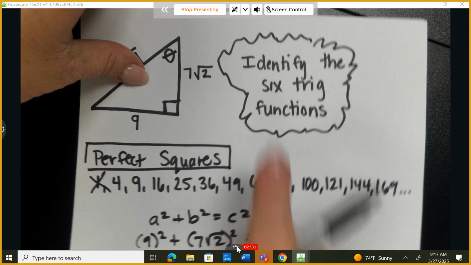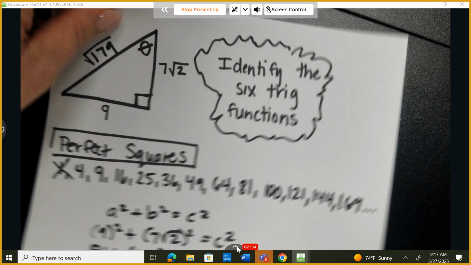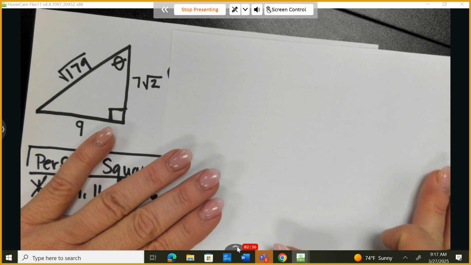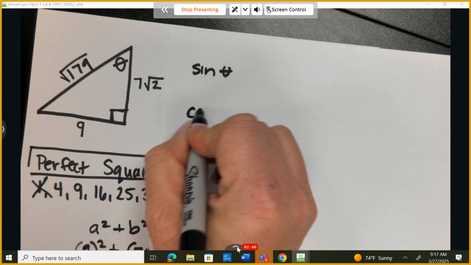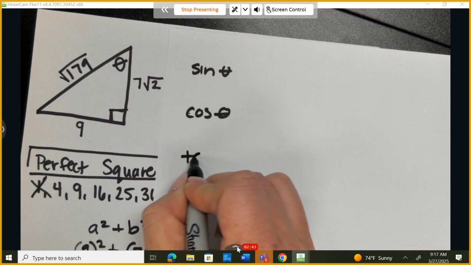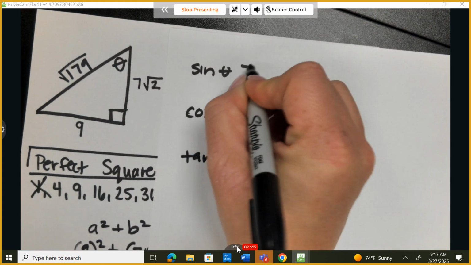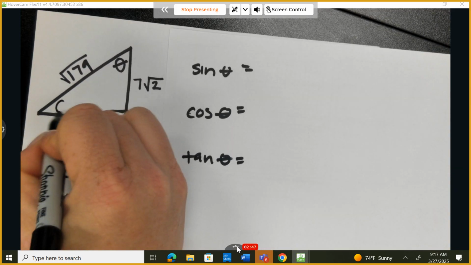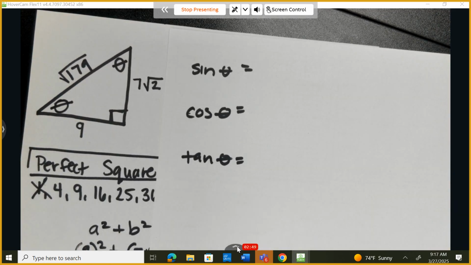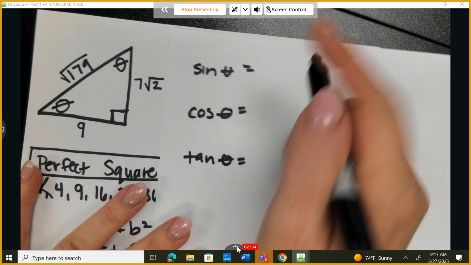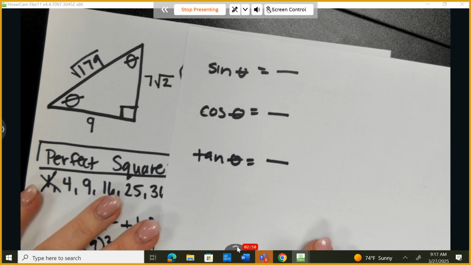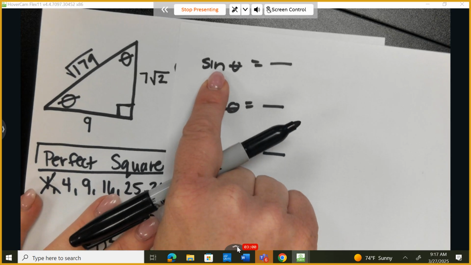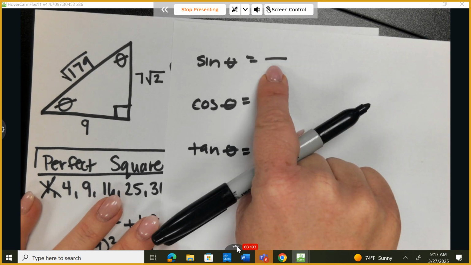Okay, my next task will be to identify the 6 trigonometric functions. So I'm going to come off to the side here, and we're going to start with the primary trig functions: sine, cosine, and tangent. As a reminder, sine, cosine, and tangent are simple directions that allow us, after an angle is chosen, which you will be told what angle to choose, to come up with a ratio that describes 2 of the 3 sides, and the 2 of the 3 sides need to be specific. The directions for sine would be opposite over hypotenuse.